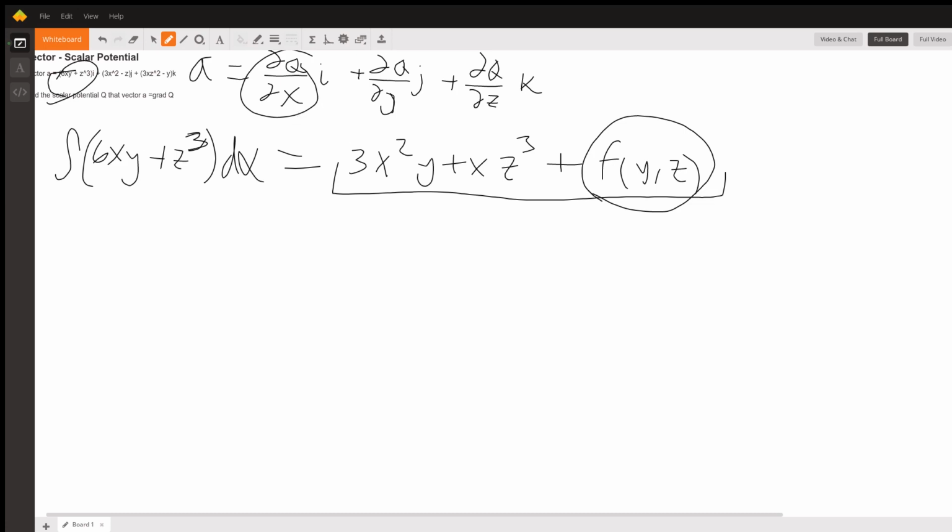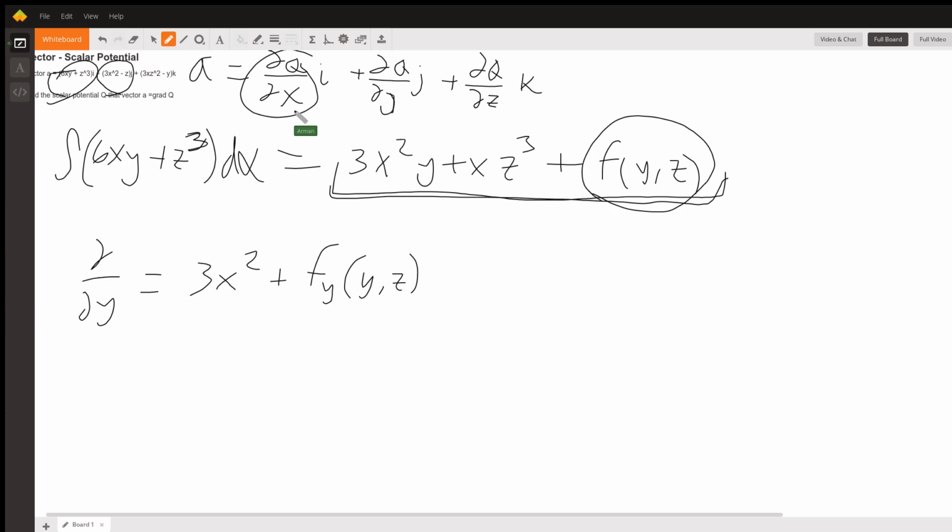So since this is q itself, the partial with respect to y of this whole thing equals the j component. So we can take the partial with respect to y of this. Let's do that. Partial with respect to y of that q equals 3x squared plus the partial with respect to y of whatever this f of y and z is. Since we know the j component is 3x squared minus z, this partial with respect to y has to equal minus z.